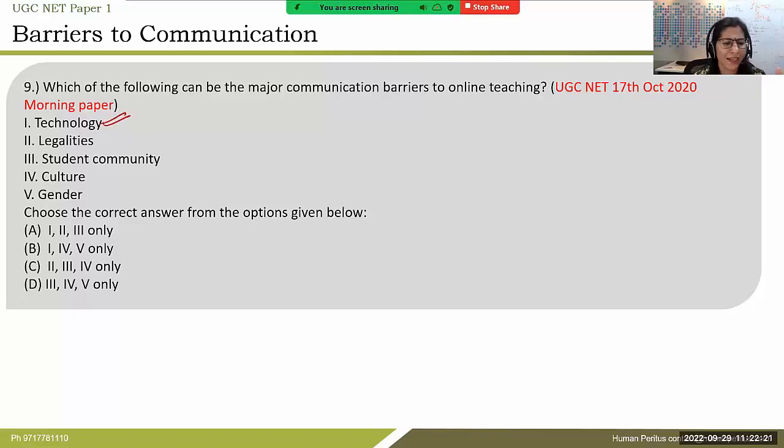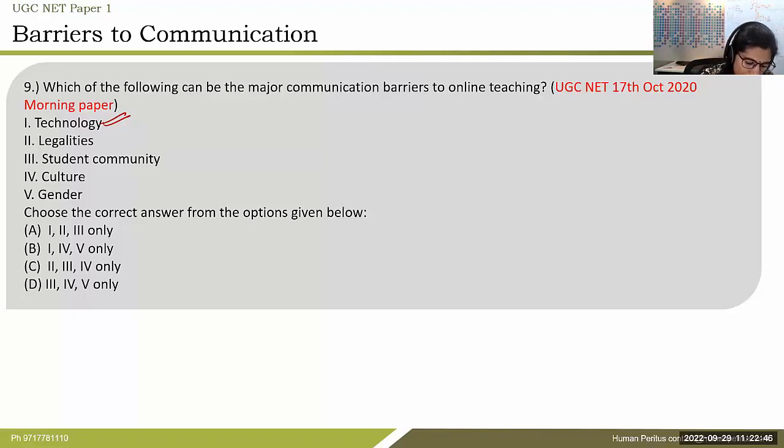Legalities, no, legalities do not count as a communication barrier. Basically, this cannot be considered as a communication barrier, because legality is something outside what communication is. It is regarding the rules and regulations of using online teaching and misusing online teaching. Next is student community. Student community cannot hamper the communication in a way.